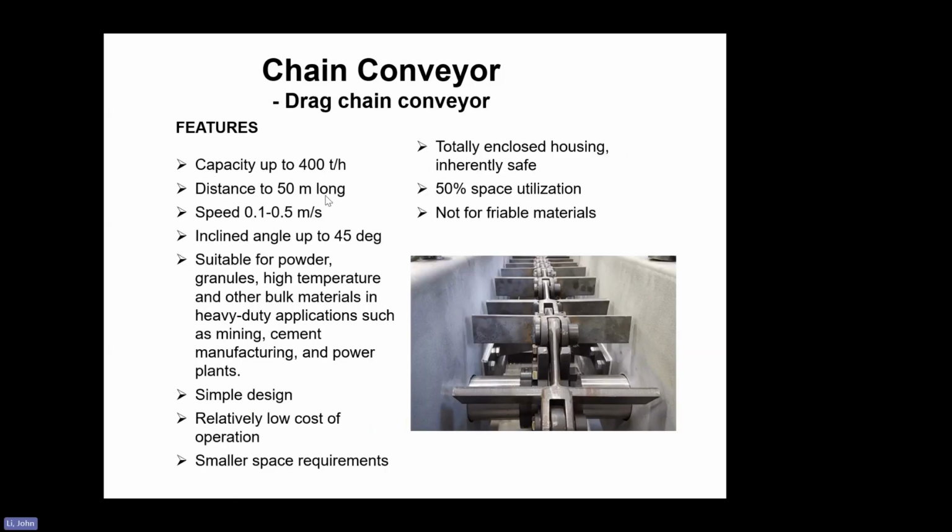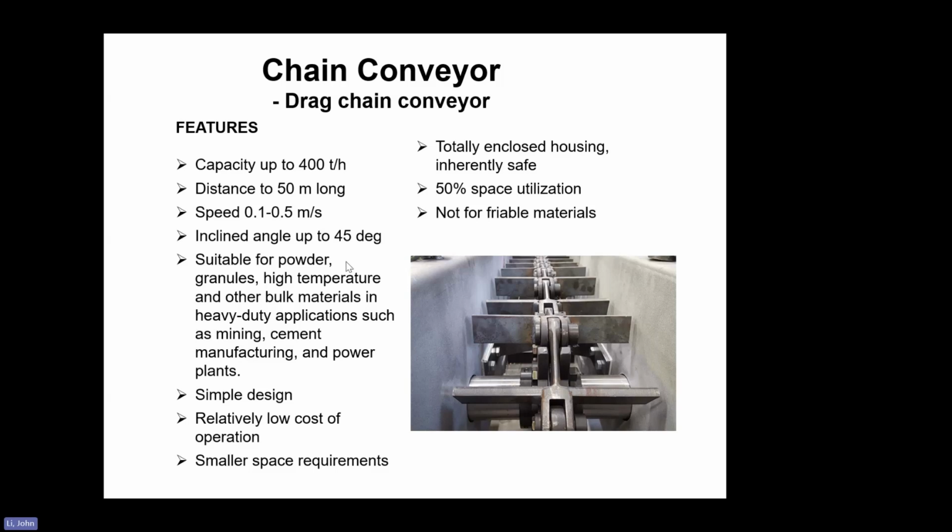Chain conveyor features. Capacity is relatively lower, up to 400 tons per hour. And the distance is shorter, about 50 meters long. And the speed is low, 0.1 to 0.5 meters per second, because it is metal parts, steel attached to steel. So you cannot run at high speed because of the wear of parts and it makes a big noise.